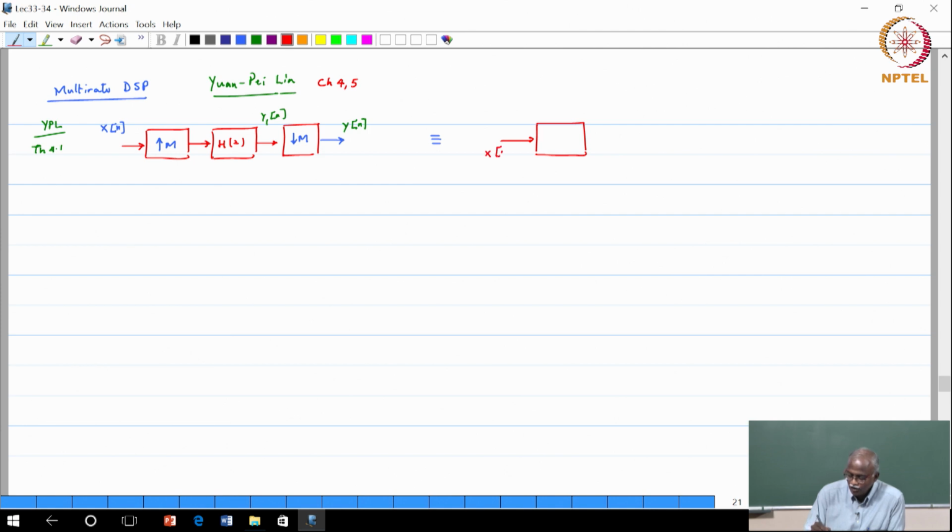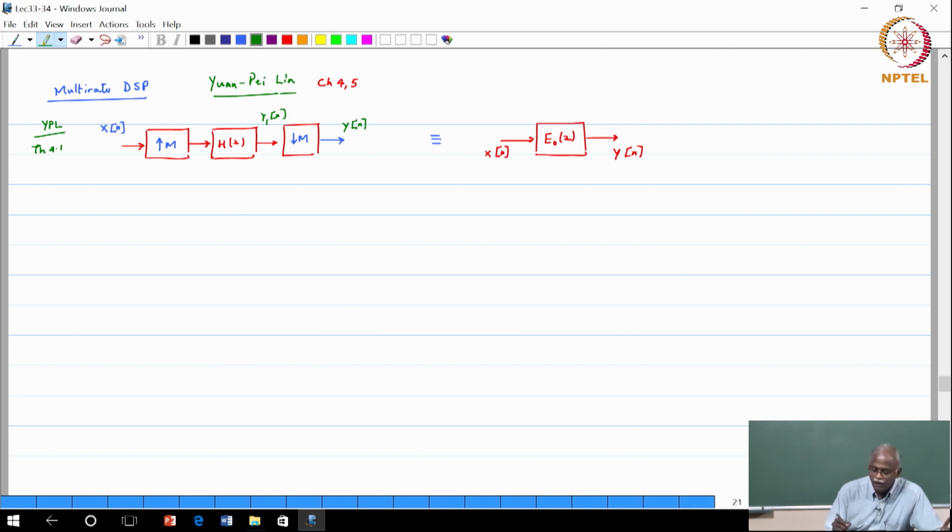This is x of n, this is E naught of z, the zeroth polyphase component of h of z, and the output will be y of n. This is actually an LTI system. So, basically theorem 4.1 says that this is an LTI system that is given by this expression.